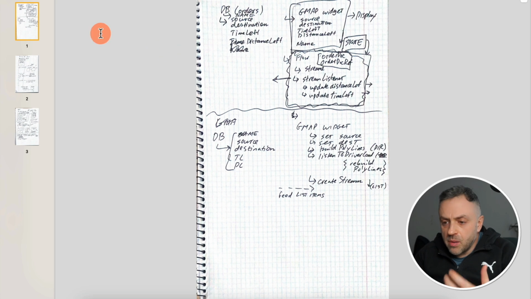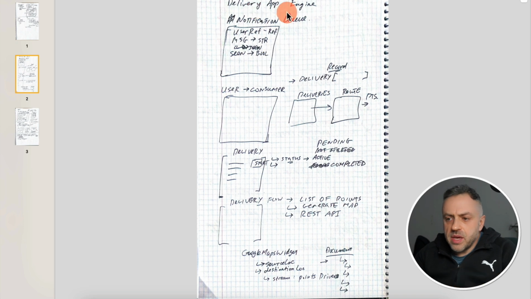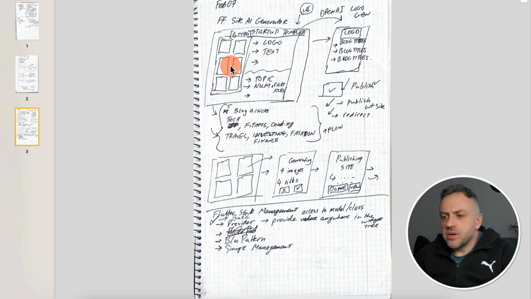Now, here are a couple of ideas from some of the apps that I built before. So here's a map app that I built previously, and here's a delivery app engine that I built as well. And here is a diagram for a site AI generator. These are actual working diagrams that I drew when I started building those apps, and then I scanned them back into the computer in order to show you guys what they look like.